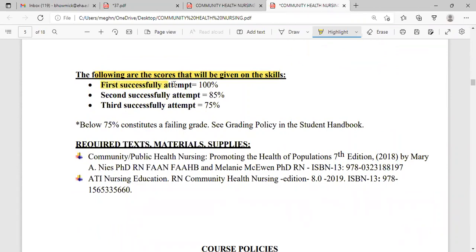If first successful attempt, 100%. Second successful attempt, 85%, and third successful attempt, only 75%. Below 75 constitutes a failing grade, right? So I always encourage the students to read our student handbook.